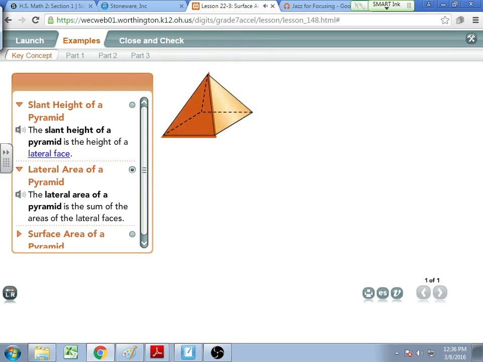The lateral area of the pyramid is the total area of its lateral faces.